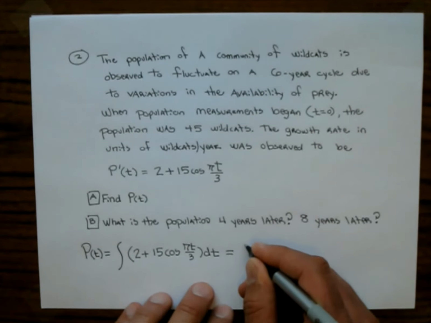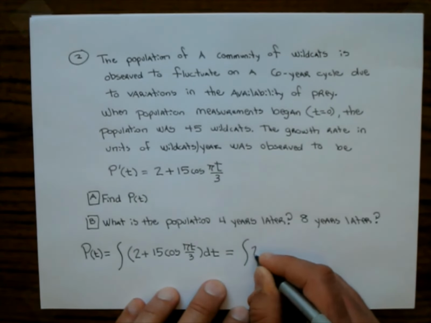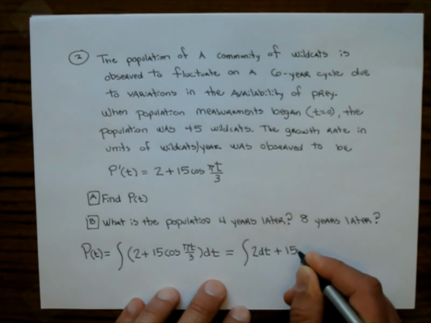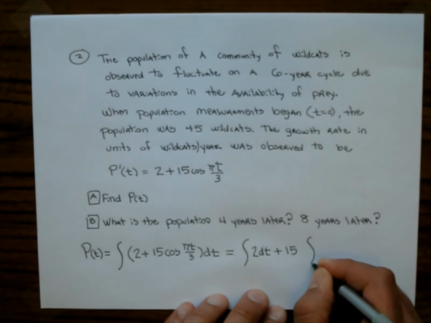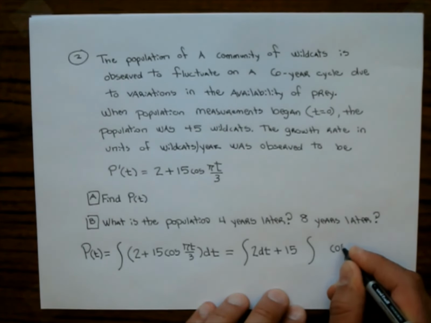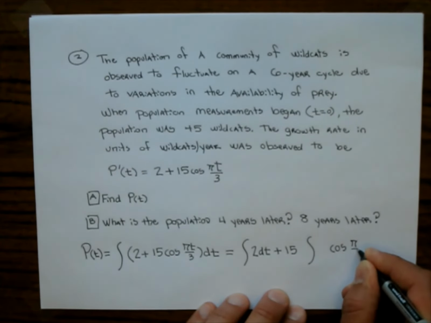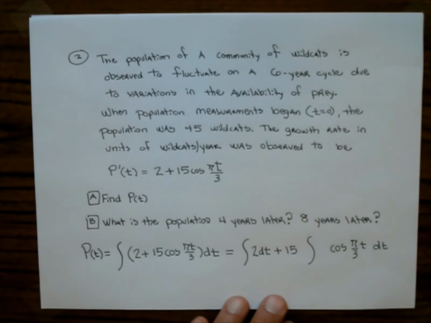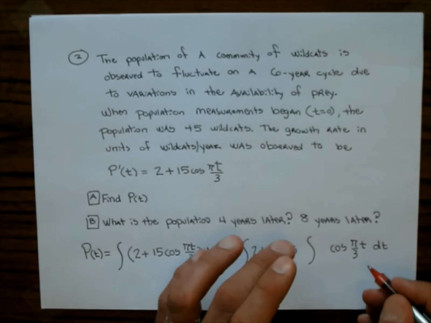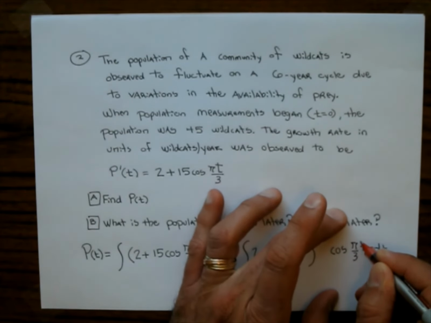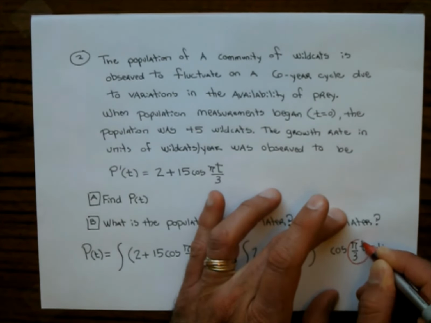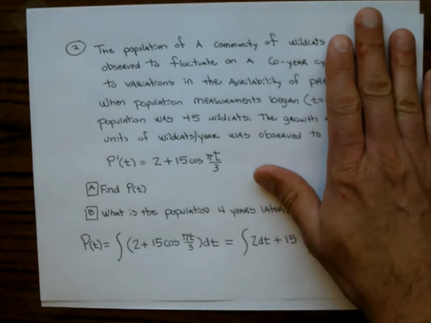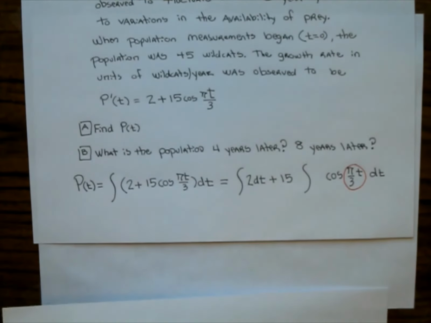Okay, so what is this? This is the integral of 2 dt plus 15 times the integral of the cosine of pi thirds t dt. Now, if you're going to do a u substitution on this, you would let u equal that, and you would go ahead and continue to work on the problem. I'm going to go ahead and eyeball this one.